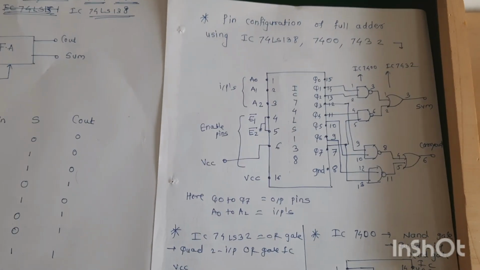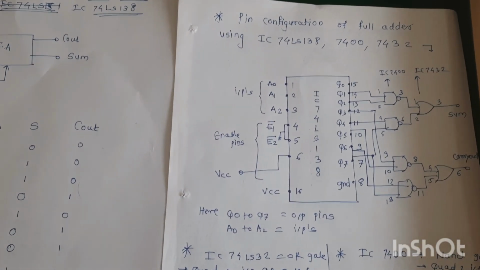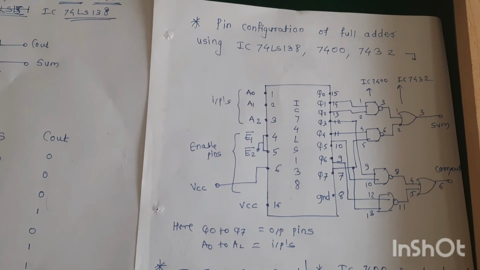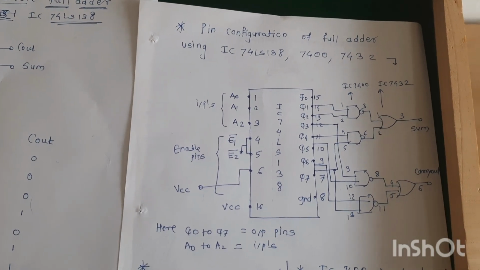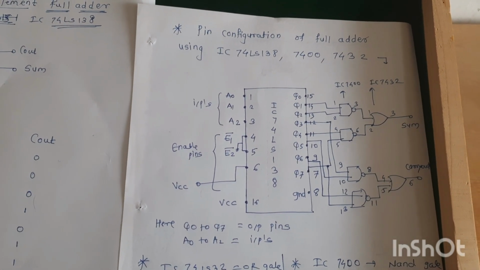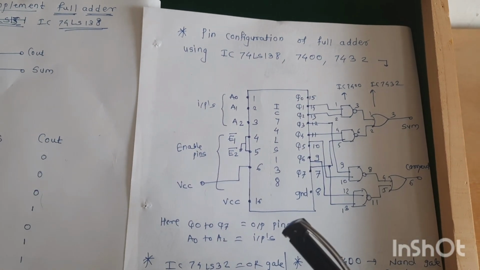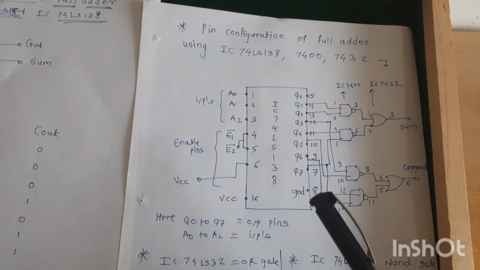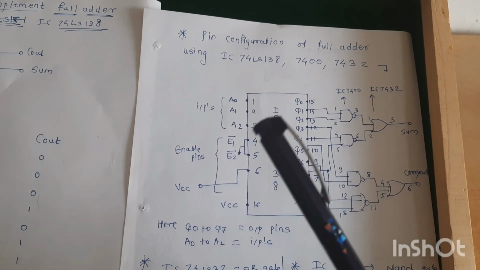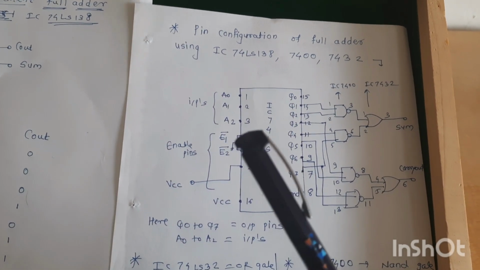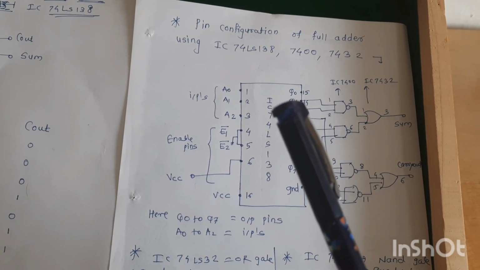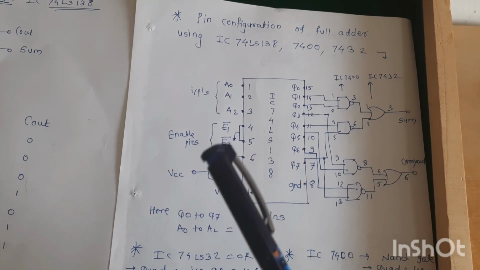So for the pin configuration of the full adder circuit, we are going to use three ICs: IC74LS138, 7400, that is the NAND gate IC, and 7432. You can see here the 74LS138 IC is a 16 pin IC. So 16 is VCC, 8 is ground, and A0 to A2 are our inputs. That means our inputs are A, B and C in, and 4, 5, 6 are the enable pins.